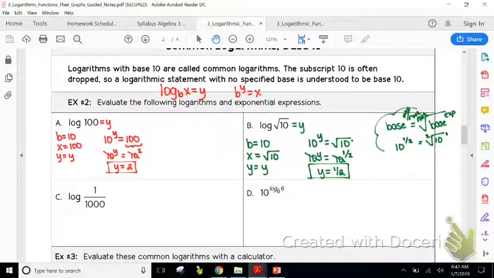So what was in the fraction on the first one though? Because our first one was 100, which is the same as 10 squared. We didn't need to get rid of the radical. There was no radical on it. All right, letter C.